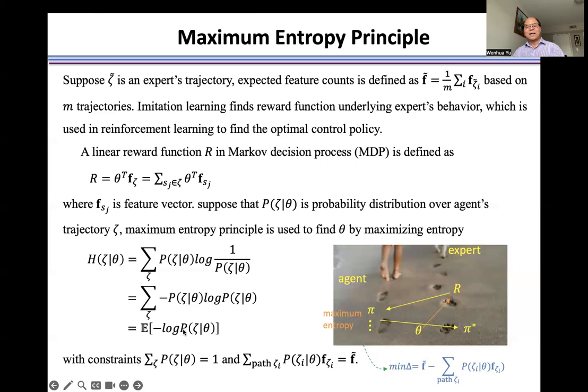That means we need to select this P to make this term maximum. That means make this delta minimum, and in turn make this entropy maximum. Here it does not mean we need to make this term minimum, because we have this negative sign. And what we need to find is a distribution. This distribution includes all the information we need, and then makes this entropy maximum.